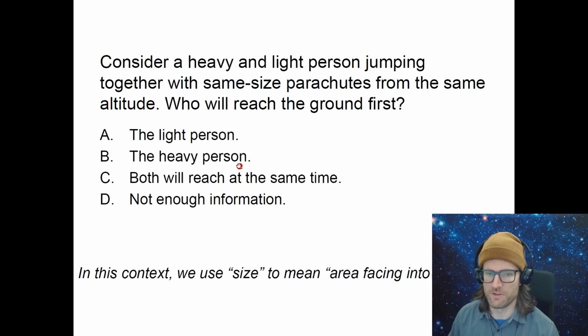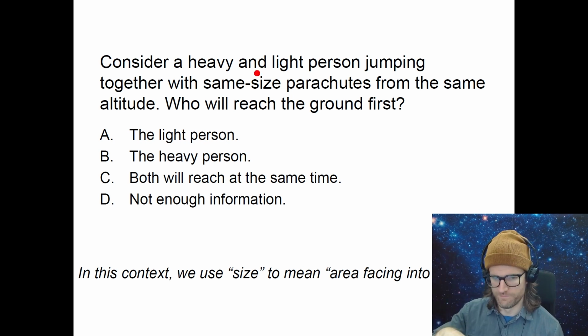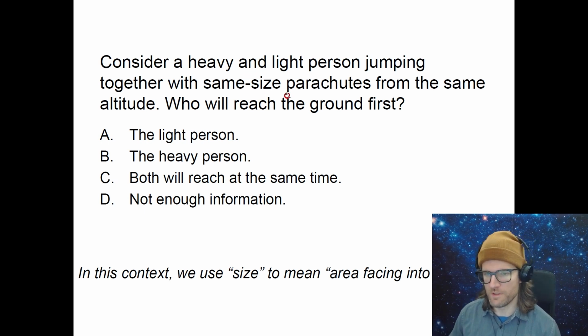Okay, let's do some check ourselves questions. Consider a heavy and light person jumping together with the same size parachutes from the same altitude. Who will reach the ground first? Light person, heavy person, both will reach the ground at the same time, not enough information. Okay, so if it was free fall, the heavy and the light person would reach the ground at the same time. But we have air resistance, and air resistance is caused mostly by the parachutes.